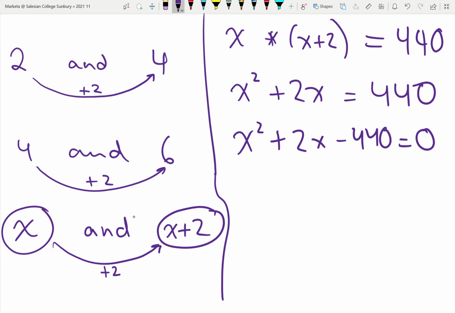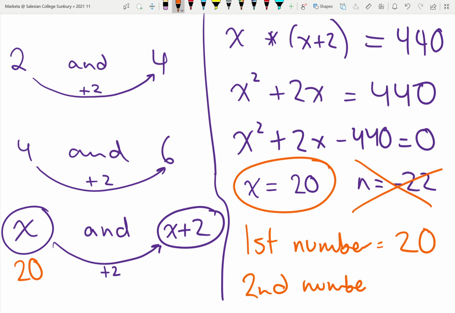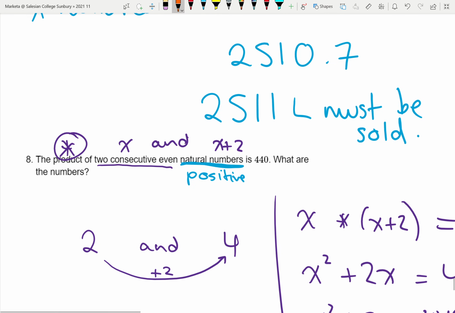In any case, the answers we get for x are going to be 20 and negative 22. And because it said our even natural numbers, we need to reject anything that's not even. Well, both of them are even, and we need to reject anything that's not a natural number. So it's just our positive. And what this tells us is our first number is 20. And then, well, the next one is x plus 2, or 20 plus 2. So the second number is going to be 22. So they would be the two numbers that we're referring to. And I believe that is all they're asking for. Yes, what are the numbers?